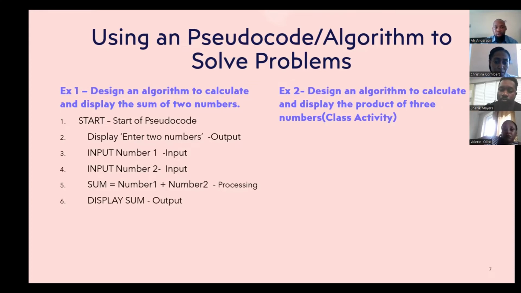Next, we want to display what will be stored in the variable sum, and that's our output. Everyone, this is how we use a pseudocode to solve a problem. And our last step, we can't forget that, we must end our solution. So this is the pseudocode algorithm to calculate and display the sum of two numbers.